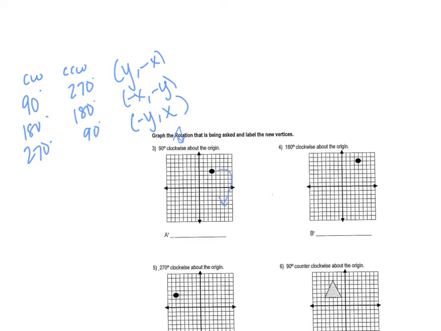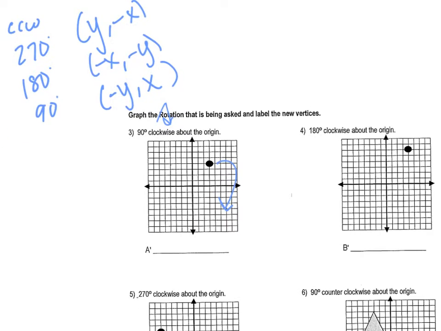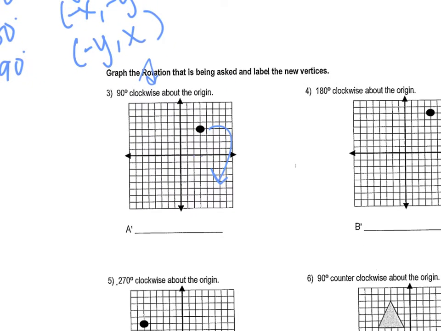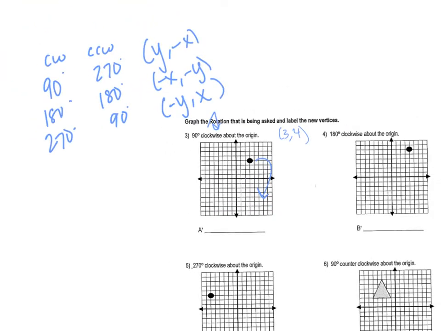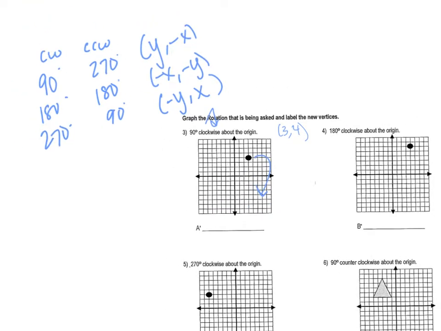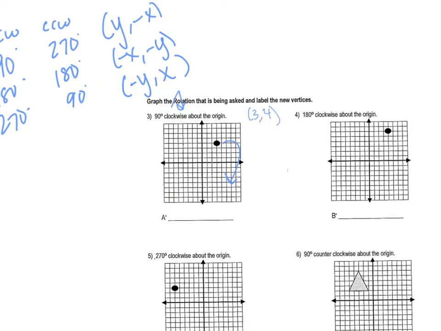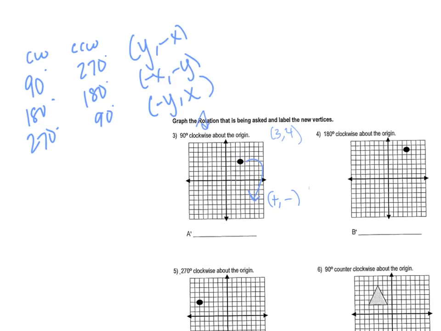So that means we're going to be in this quadrant, okay? And this dot that they gave us is at 1, 2, 3, 1, 2, 3, 4. So 3, 4 is my original point. It's going to be a positive number and a negative number. So 3, 4 is my original.